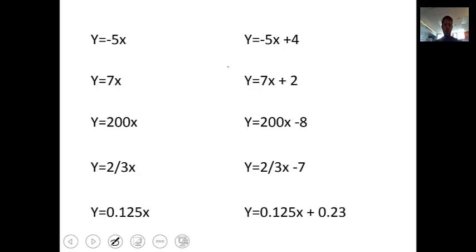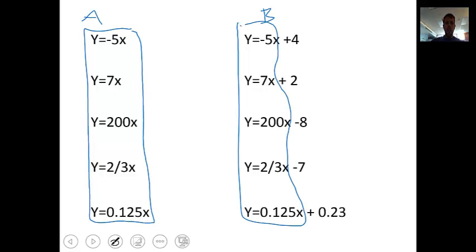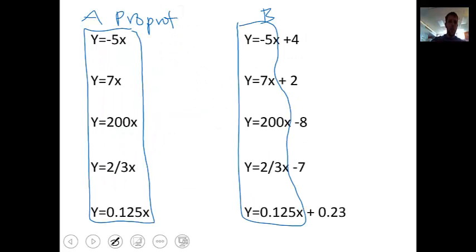So I want you to take 1 second and figure out what's the difference between column A and column B. I want you to notice that in column A, they all have equations that just have a number multiplied by an x. But in column B, they have that same number, except there's an addition or a subtraction. In math, we call these proportional equations, and these are non-proportional.